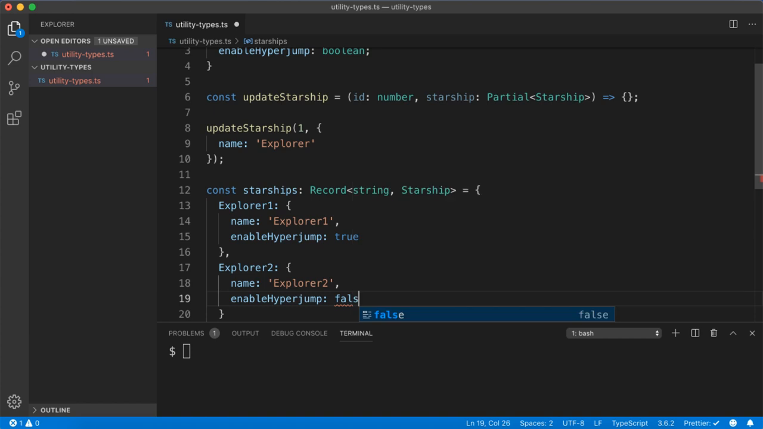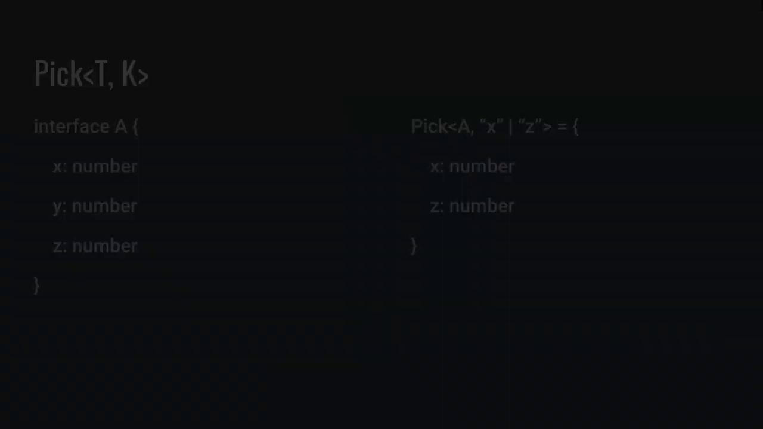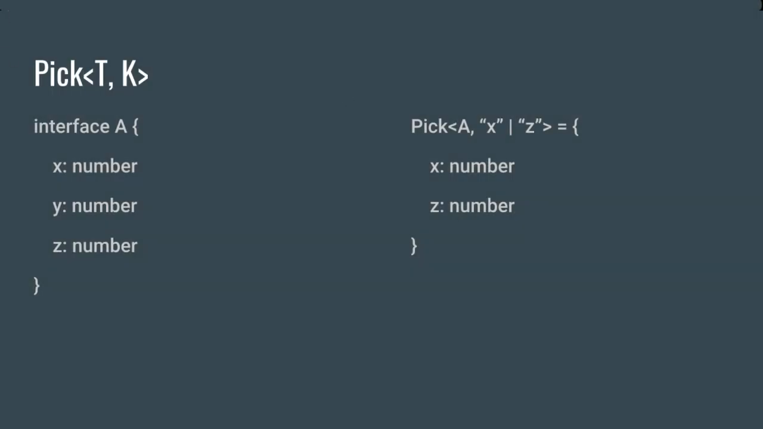Let's disable hyperjump in here. Okay, so this is how we can easily describe a map in TypeScript. The pick type. Pick allows us to create a new type based on some other type, with only the properties from the original type that we would like to have in the new type.